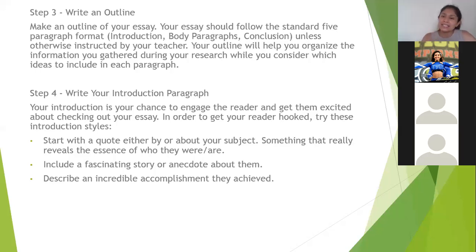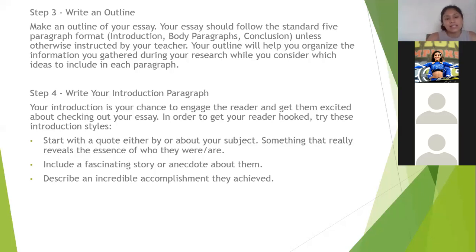So I can start my biography with that quote. That is just an example, and then I'm going to start writing. That is something that can get the person's attention and make them interested in reading. So that is an example. Let's start with a quote, something that really reveals the essence of who they are.